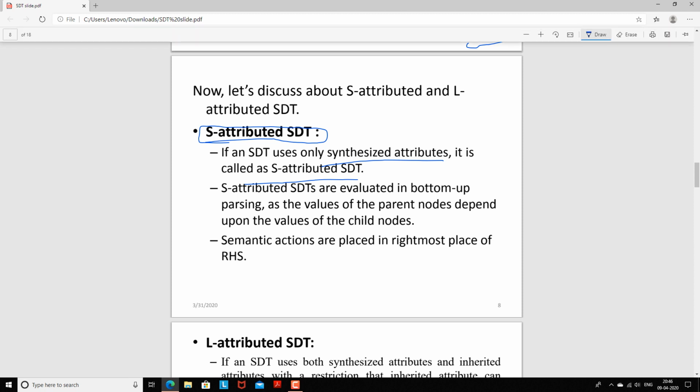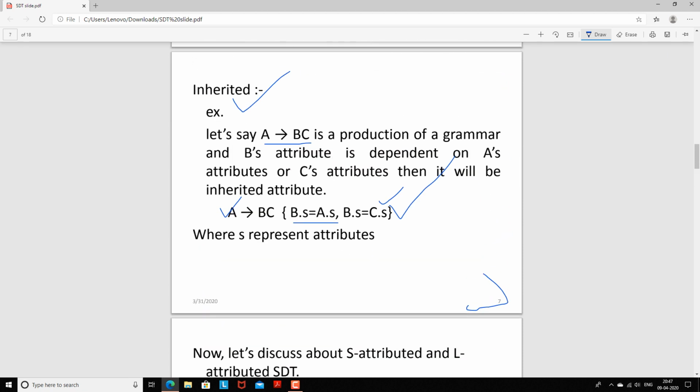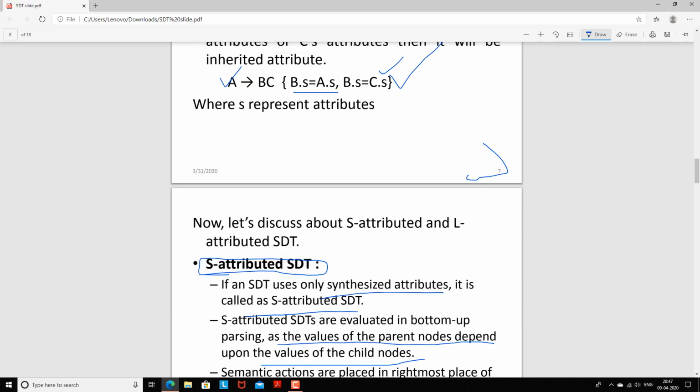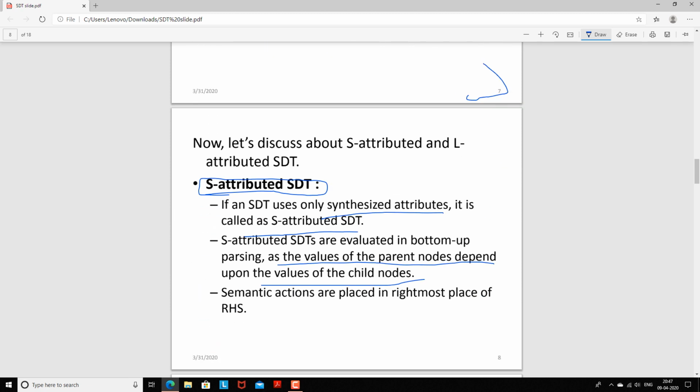In the next point, I have mentioned that S attributed SDTs are evaluated in bottom up parsing, as the value of the parent node depends upon the value of the child node. I have already pointed out this statement. And the semantic actions are placed in the rightmost place of the right hand side. So the semantic actions means these actions, and these actions are placed in the rightmost place of the right hand side.